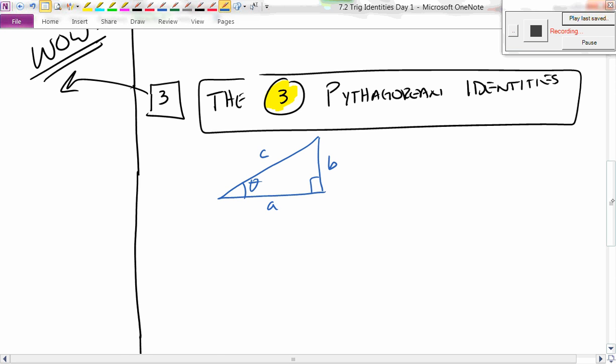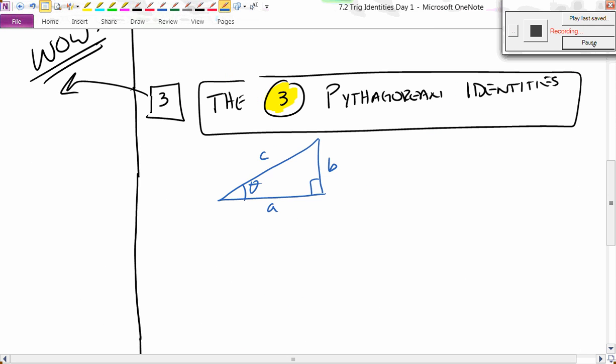Something a little bit more interesting here. These are called the 3 Pythagorean identities, and these look really, really strange when you look at them, but they come from such a simple idea that it's kind of weird how they just all of a sudden appear. So there's 3 of them. I'm going to do 2 of them with you, and then the third one you're going to derive all by yourselves after you figure out what the pattern is.